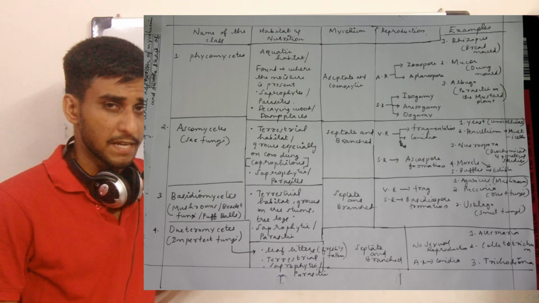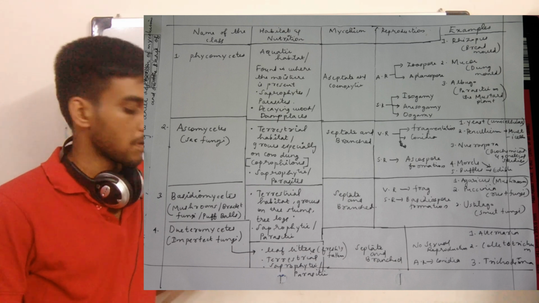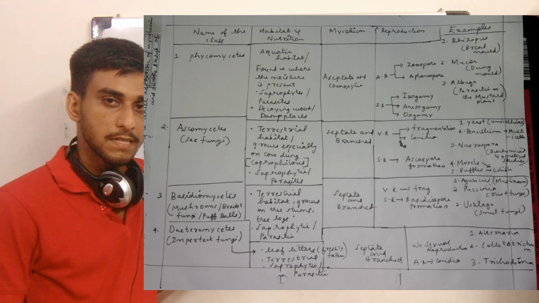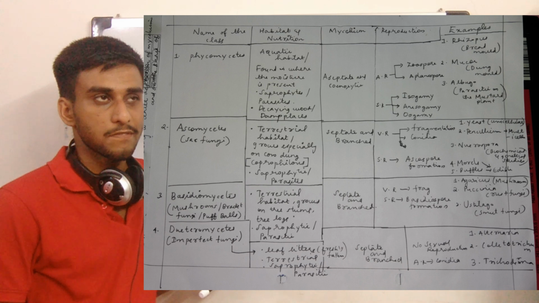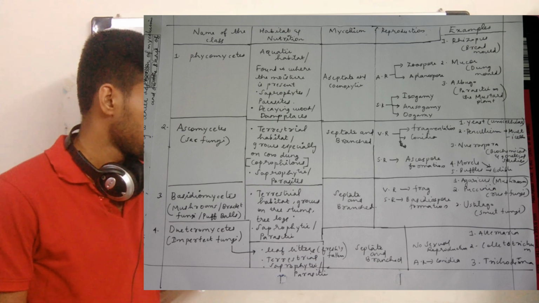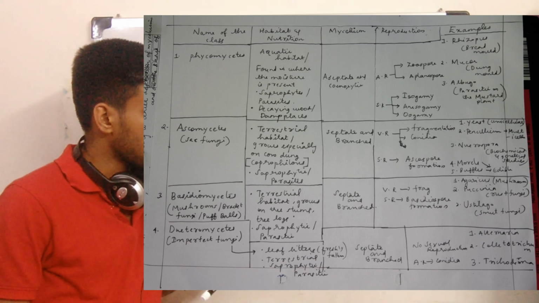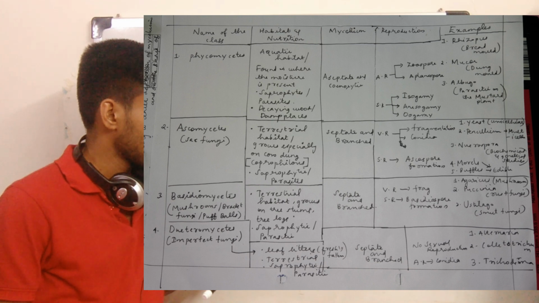So what is their habitat? Usually they are found in a terrestrial environment, usually on dung. This fungus is usually seen in cow dung, so it is a coprophilous fungus. A coprophilous fungus is a fungus which is seen in cow dung, in the dung of animals. So it has a terrestrial habitat, growing especially on cow dung. It is a saprophytic or a parasitic fungus.